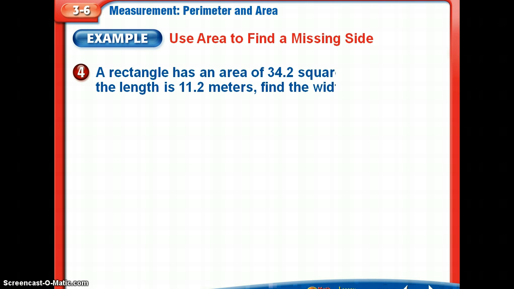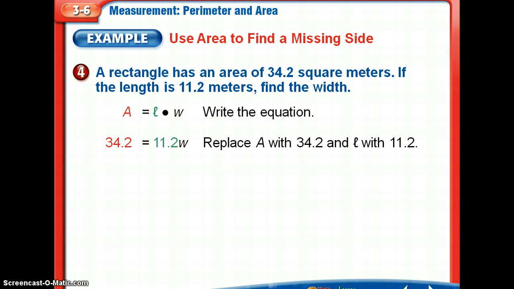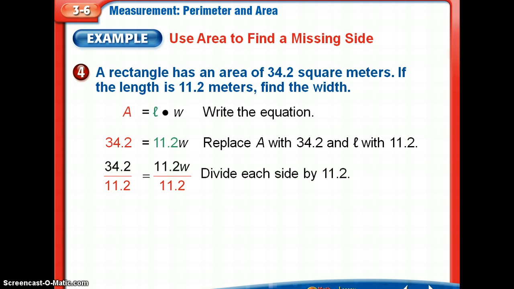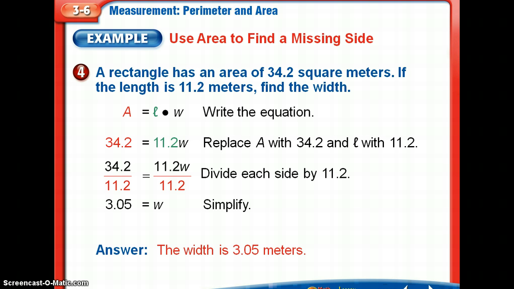Alright, so now we're going to use the area where we know the area, but we're missing one of the sides. So the area of a rectangle is 34 and 2/10 square meters. If the length is 11 and 2/10 meters, find the width. So we're going to plug in what we know into our equation, substituting 34 and 2/10 for A, and 11 and 2/10 for the length. And so now we're just going to solve a simple algebraic equation. Divide by the length, 11 and 2/10. We're left with 3 and 5/10 for the width. And our width is 3 and 5/10 meters long.